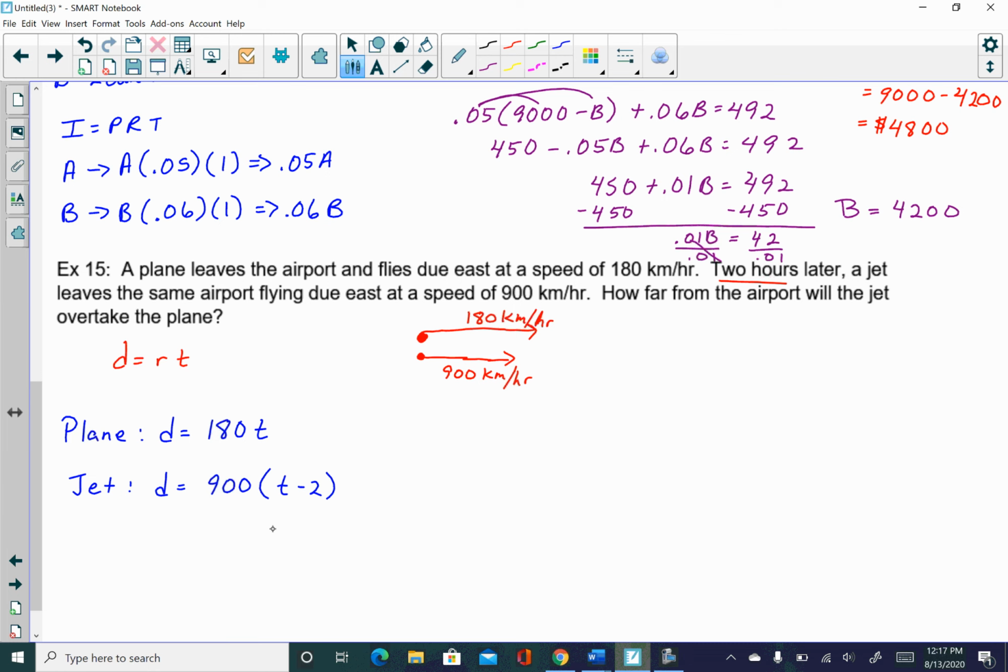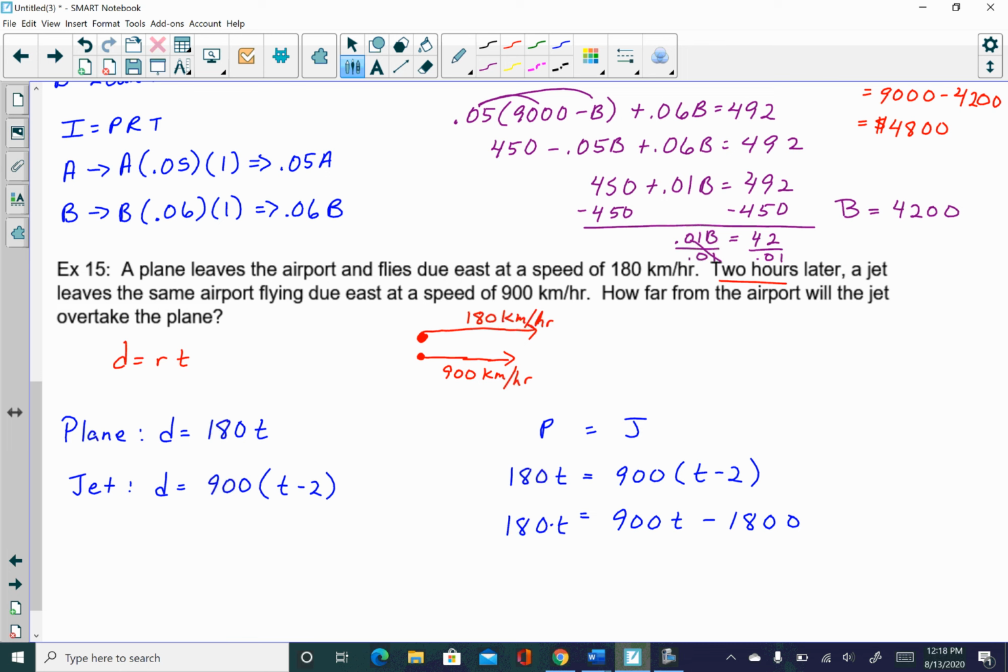Now, we know eventually the plane and the jet are going to catch up with one another. We want to know, well, when does that happen? So I want to know, when do these distances equal each other? So I'm going to set the plane equal to the jet. And so I'm going to set 180t equal to 900 parentheses t minus 2, and just solve for t from here. So just distribute that 900 over here on the right-hand side. So 900t minus 1800. I'll have my 180t over here.